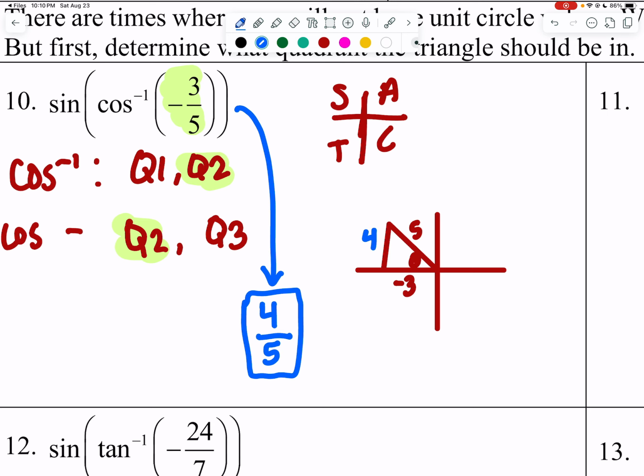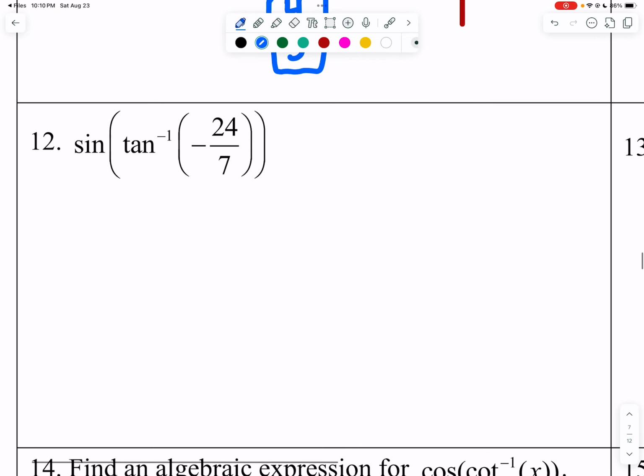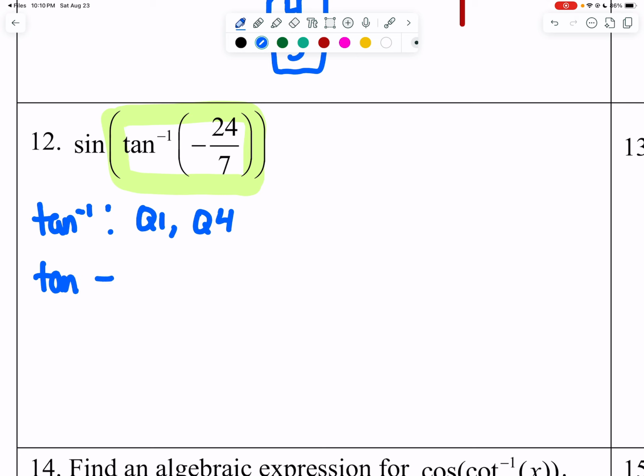All right. If I were to do 12 here with sine of inverse tangent of -24/7, once again, we want to think about the inside function right here and how this is inverse tangent. And we know that inverse tangent lies in either quadrant 1 or in quadrant 4. Tangent is negative in quadrant 2 and in quadrant 4. So this tells me that my triangle should be in quadrant 4.